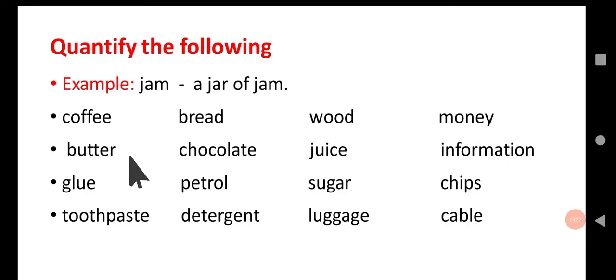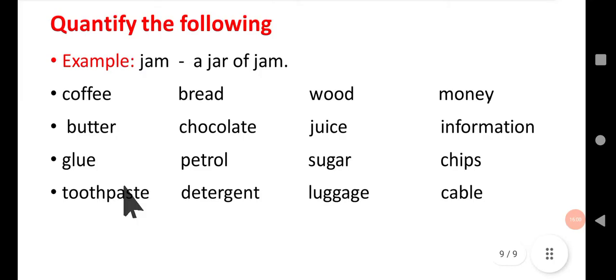Next, butter, pat of butter is fine. Chocolate. Okay, what can you use here? Pat of chocolate. I think you all eat chocolate. Okay, when you break the Dairy Milk, you get the small pieces, right? So they can be called individual ones. Okay, it can be pat, or piece, or cake, or slice of chocolate. Okay, multiple can be used. Juice. Okay, like glass of juice or jar of juice. Information, piece of information.